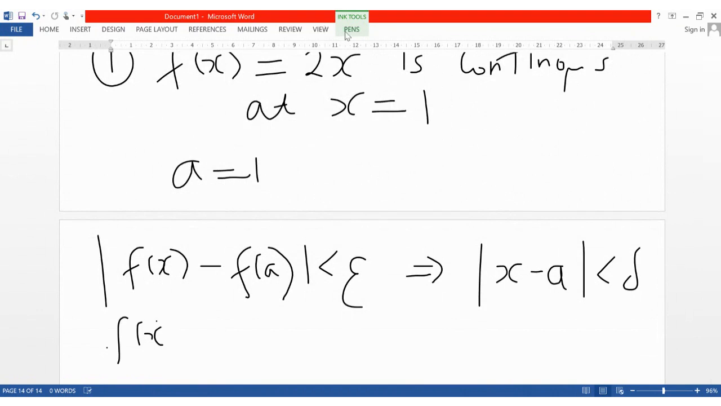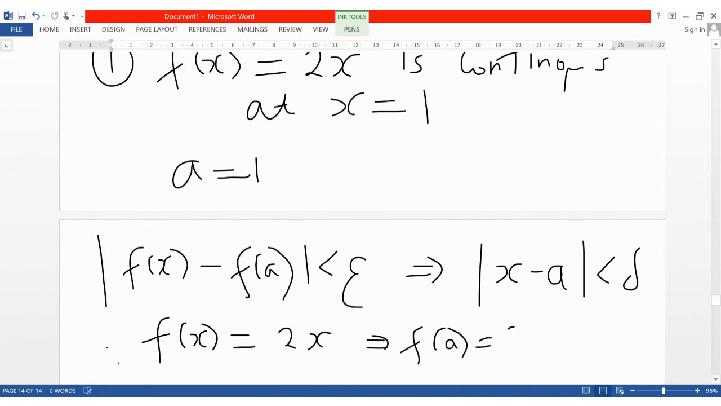So f of x, let me rub here for clarity. So our f of x here, we have been given this function here. So our f of x is what? Our f of x is what? Is 2x, which means that our f of what? A. Our a is what? Is 1. The number 1 that we have been given is the same as what? 2 times 1. Is the same as what? So just replace the value of a, which is 1, on the function, we'll get it as number 2.